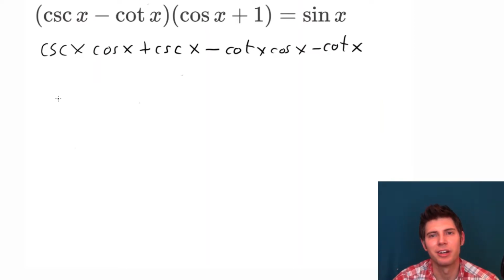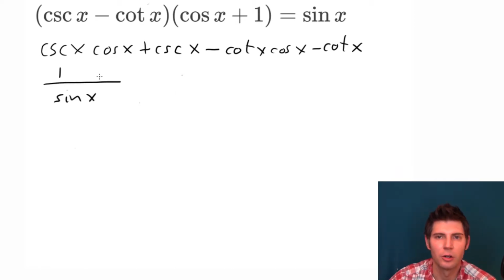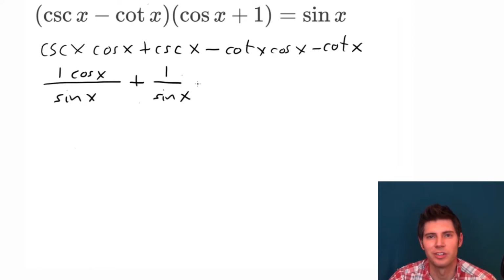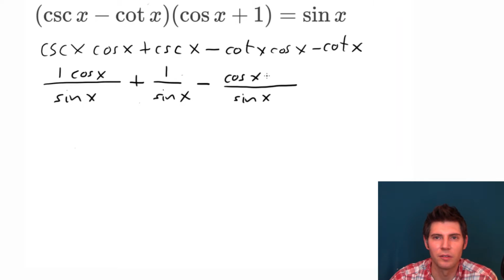So now we're just going to rewrite everything in terms of sine and cosine. Cosecant x is 1 over sine x. And cosine x is just a cosine x left on top. So we'll just leave it on top. Plus cosecant is just 1 over sine. So that one's done. Minus cotangent is cosine over sine. And then we still have this cosine here. So there's just 2 cosine x's up there. Minus, and then cotangent is cosine over sine.